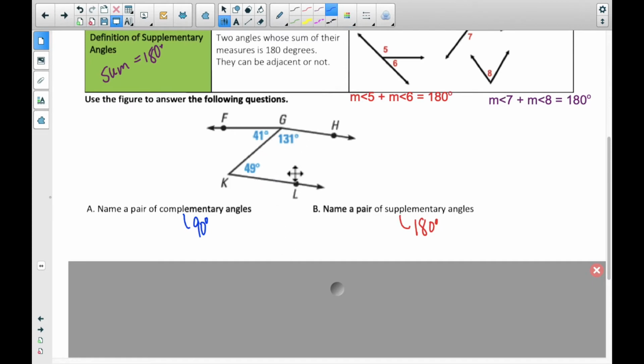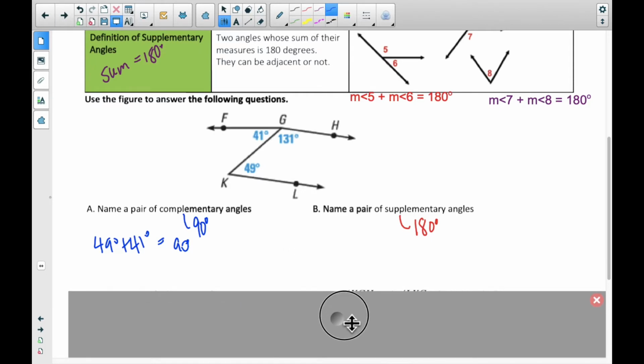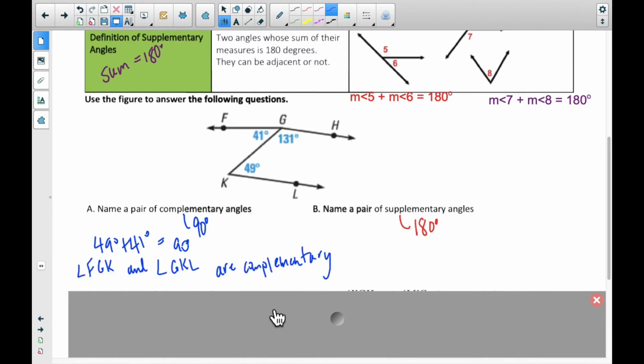And if we look at these numbers, we might have to take out our calculator and find out which ones would add up to 90. But 49 plus 41 does equal 90 degrees. And now we need to name them. Because there is so much going on, we have to use the three letters. So I can say angle FGK and angle GKL are complementary. FGK is right here, GKL is right here, and they add up to 90 degrees, so they are complementary.